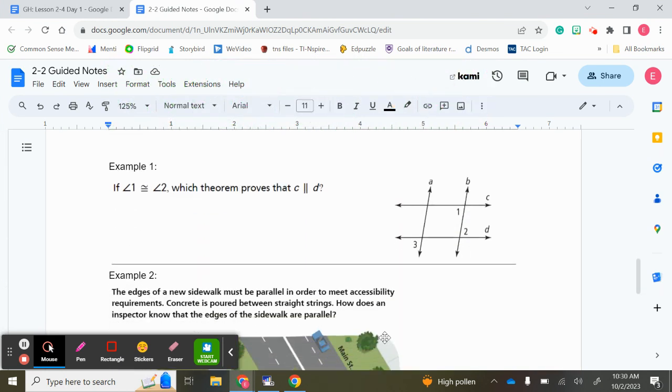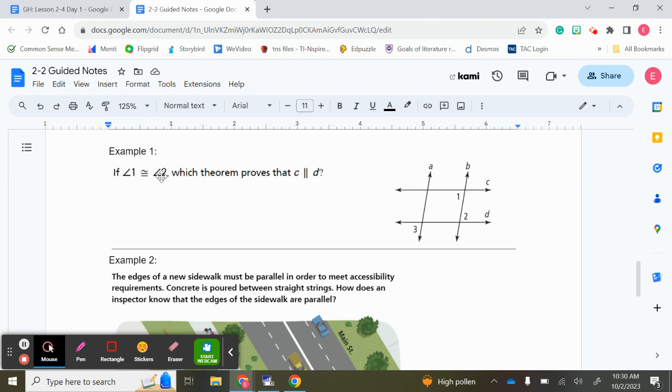All right, let's take a look at example 1. It says, if angle 1 is congruent to angle 2, which theorem proves C is parallel to D? So they're saying this is congruent with that, and we're trying to prove that C is parallel to D. So this is telling me that C and D are the lines in question, with B being my transversal. Since we have the angles congruent and we're proving the parallel lines, are we just going to use that straight theorem or postulate, or are we going to use the converse?